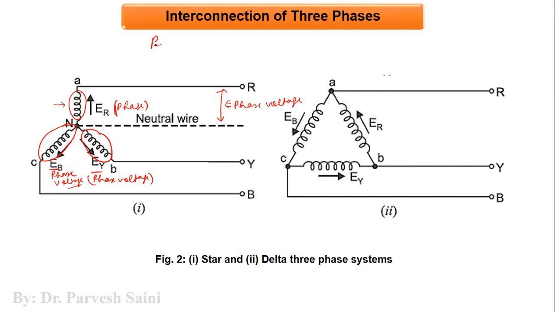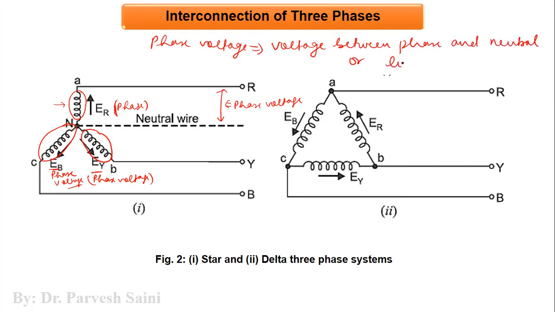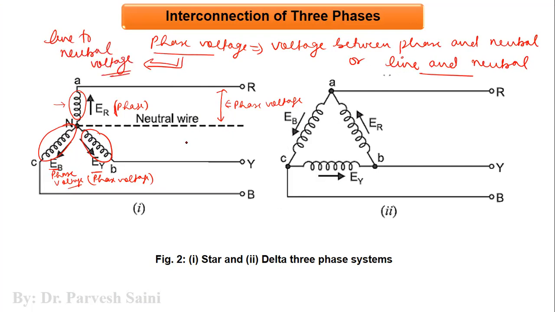So we'll say that a phase voltage is the voltage between phase and neutral, or you can say line and neutral, right? So a phase voltage is also known as line to neutral voltage. So here you have this one. Okay, so we will call it as, let us say, VAN.